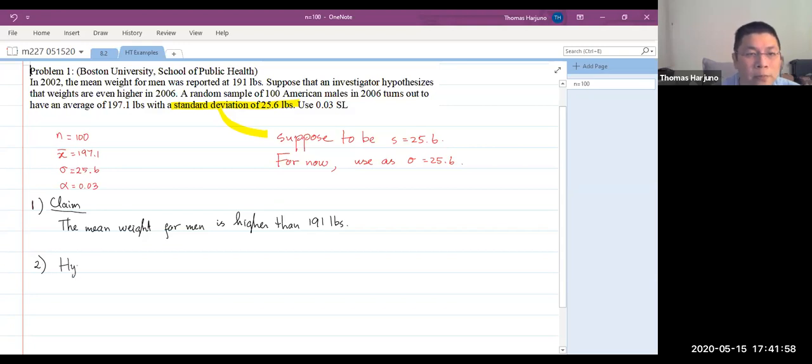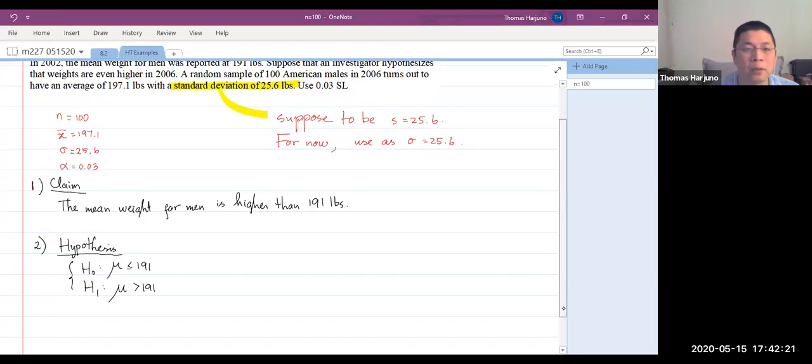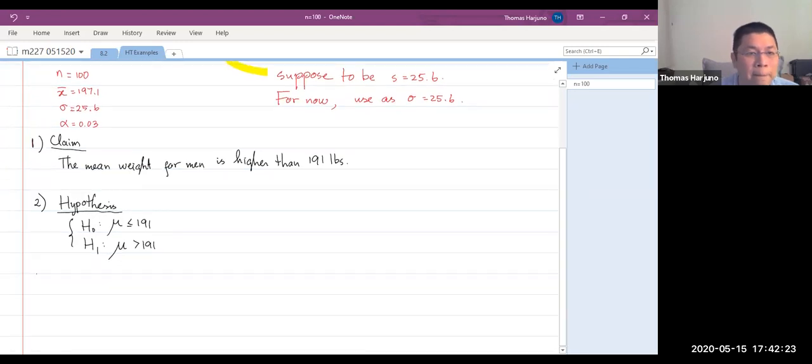Step 2, hypothesis. The null hypothesis is mu less than or equal to 191. The alternate hypothesis is mu greater than 191. Step 3, test statistic.